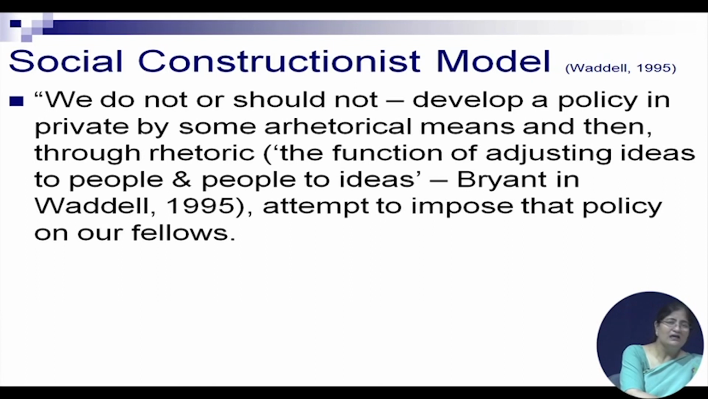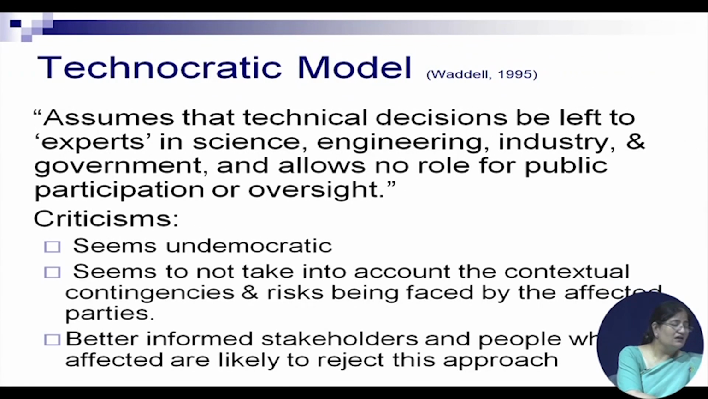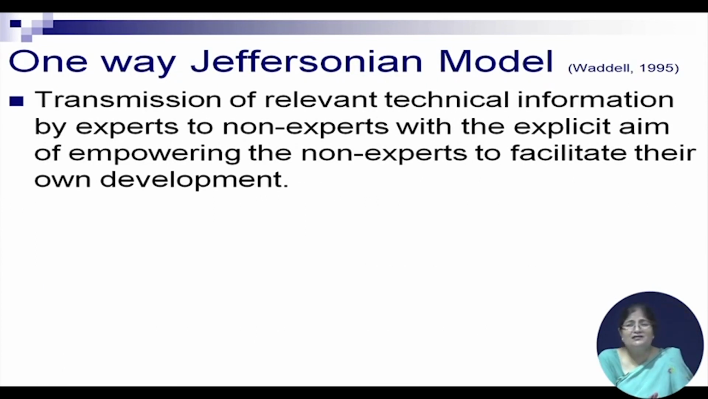So we've discussed 4 models. This is a short lecture. The technocratic model is a totally one-way approach, where the experts are different from the non-experts. The experts know or design something, and the non-experts are supposed to take whatever the experts have designed without asking questions or saying anything. The one-way Jeffersonian model is a little more participative, where the experts take into account what is required by the community and design something, and then teach the community how to use it and then come out. So the emphasis here is on empowerment, not on imposition of something new. It is to help the community to facilitate their own development.